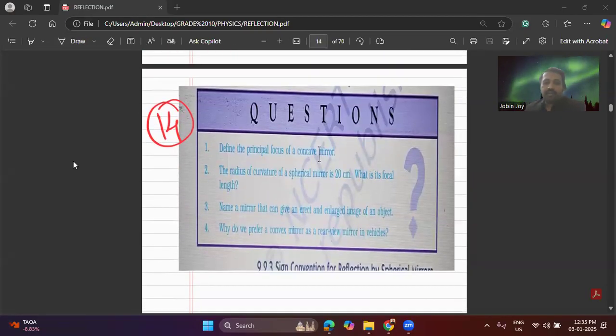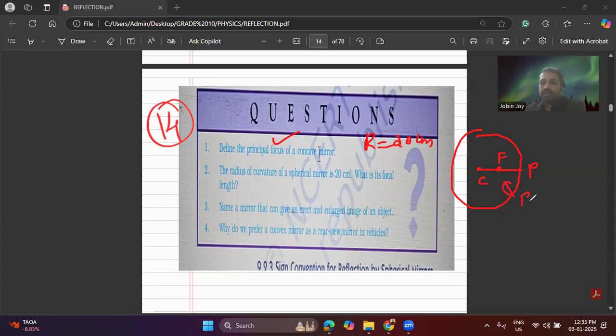Sometimes the questions will be like this: What do you mean by the principal focus of a concave mirror? Then, the radius of curvature R is equal to 20 centimeters, what is the focal length? As I already told you, this is the spherical mirror, and this is C and this is P, and we have to calculate F. What is CP? CP is called the radius of curvature. Radius of curvature is 20.